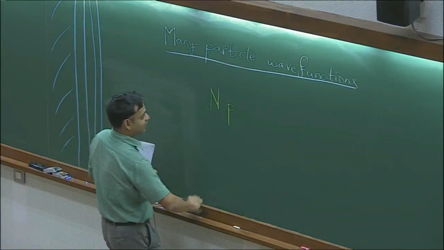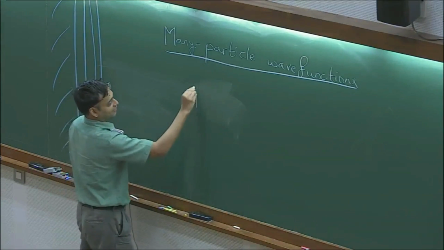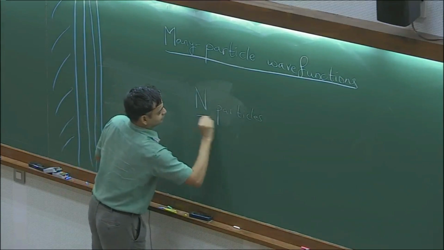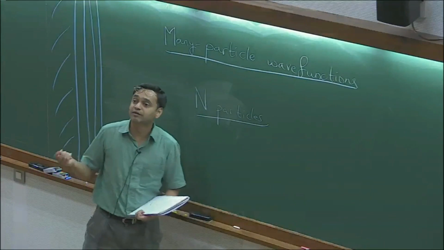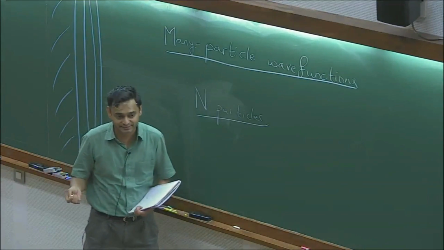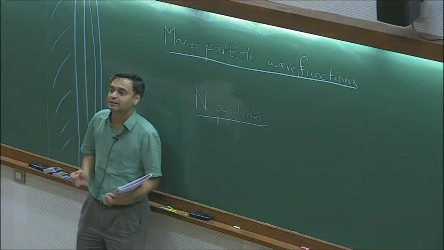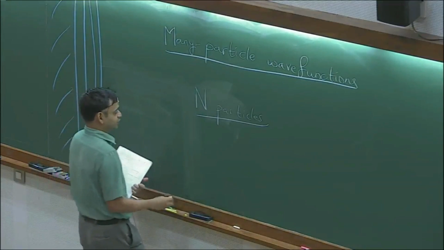Oh, I should reserve yellow for after the first rubbing of the board. I have n particles, right? And I want to think in terms of n particle wave functions or n particle kets in Dirac's notation that obey this rule that they must be symmetric or anti-symmetric under interchange, right? So how do I do that?